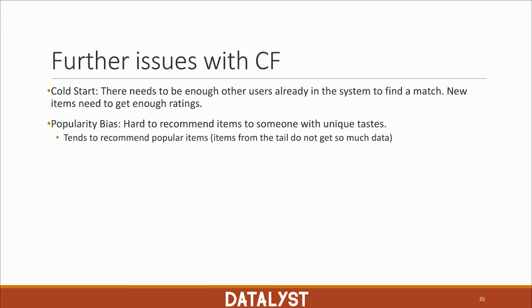And finally, two other issues with collaborative filtering. First, the cold start problem: if there are not enough users in the system to find a match, then the recommender system does not know what to do. This is a problem that content-based filtering systems can solve very well. And finally, the popularity bias. It's difficult to recommend items to someone with unique tastes, because collaborative filtering is based on the similarity between users and items. Content-based filtering is very good at solving these issues.